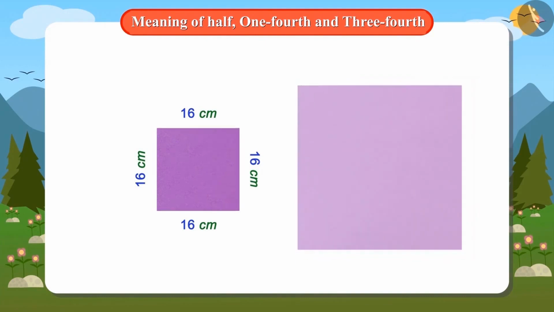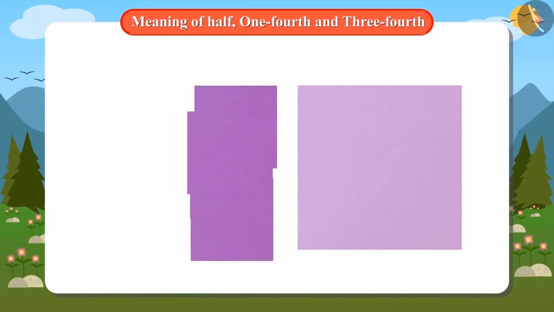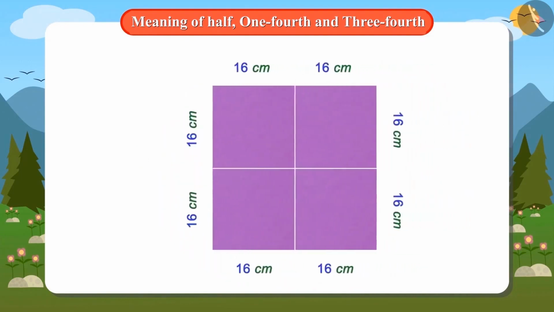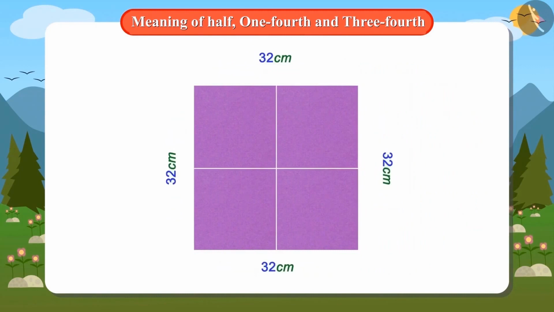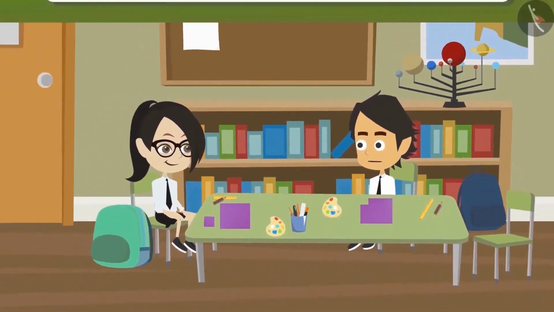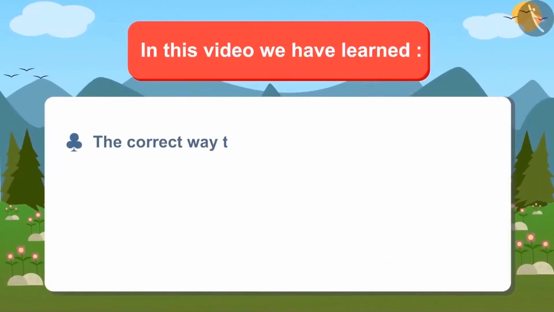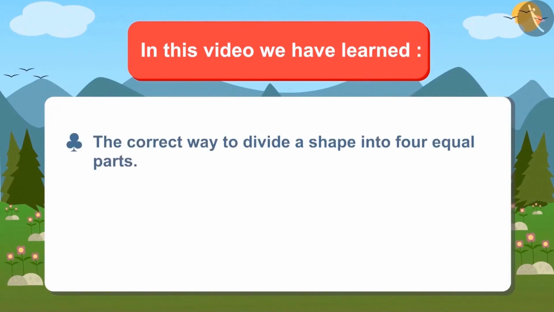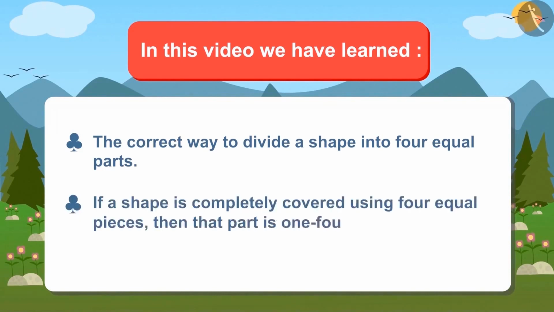Now, if we cover this cardboard with 4 parts equal to this part with sides of 16 centimeters, then it will be completely covered. This means it is a quarter of this cardboard. Now I have understood properly. Today we have learned what is the correct way to divide a shape into 4 equal parts. And if a shape is completely covered using 4 equal pieces, then that part is 1/4 of that whole figure.